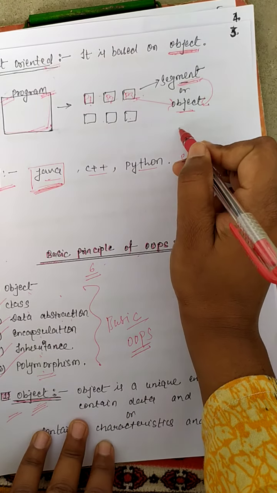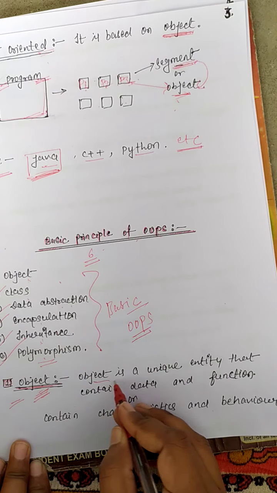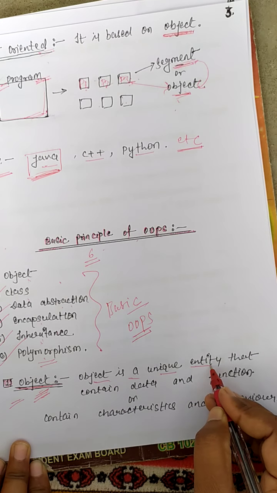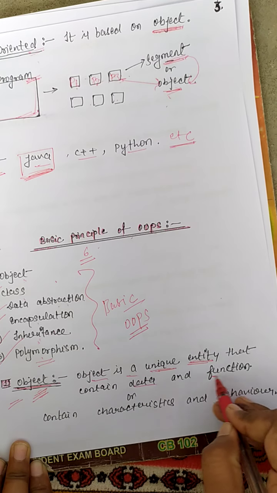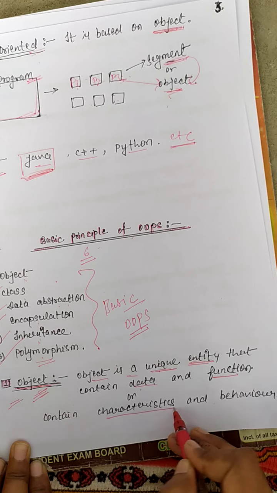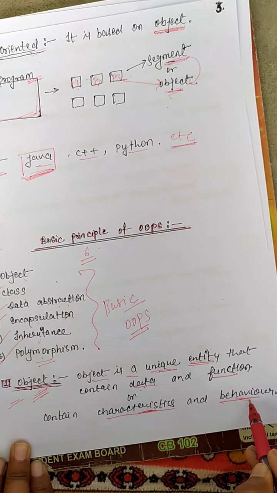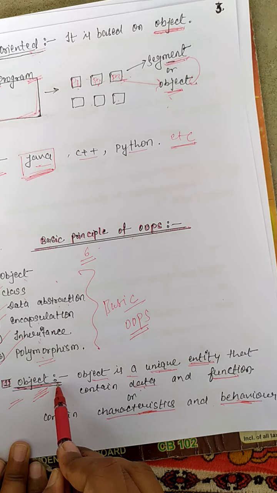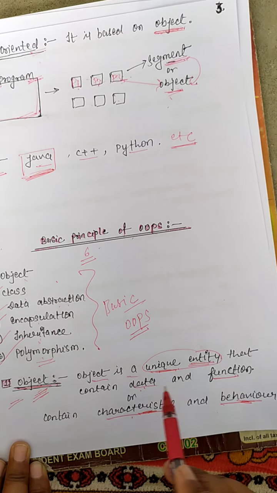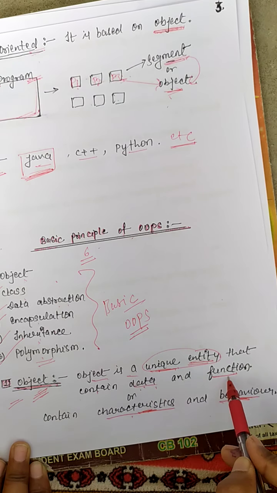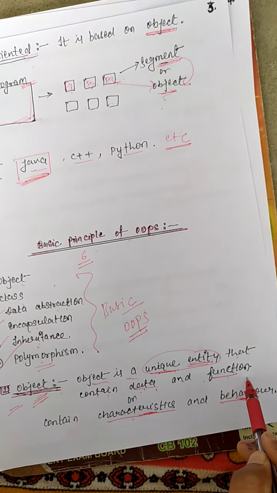Before we learn the object, what is object? Now we are again discussing the object. Object is a unique entity that contains data and function. Data and function are also called characteristic or behavior. That means object is a unique entity that contains characteristic or behavior, or data and function.